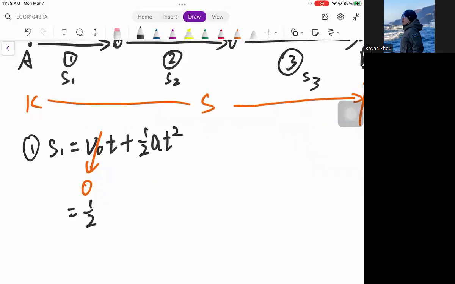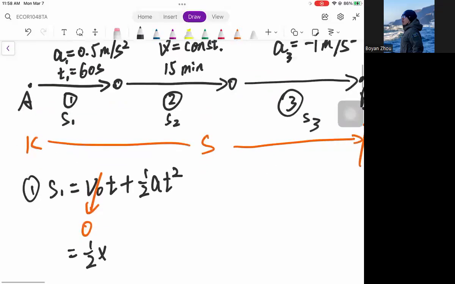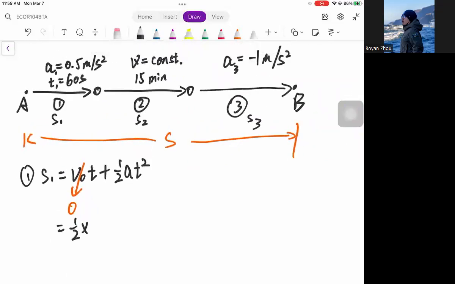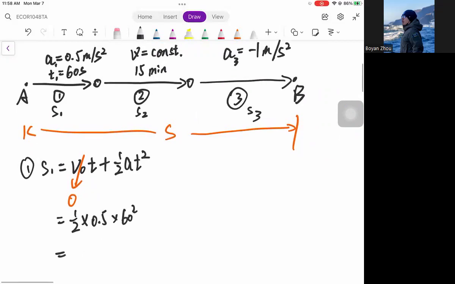And the only thing left is half times the acceleration. We know the acceleration is 0.5 meter per second square and times t square. So t is 60 seconds. So it's going to be like this, and then just use a calculator to do that. Eventually we're gonna get 900 meters. So that's the displacement from A to the point over here, the S1. And next step, we're gonna calculate S2.